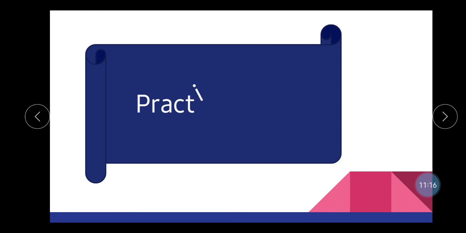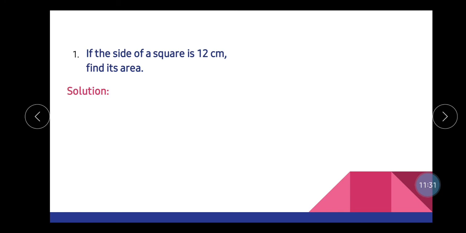Let us solve practice set 45. Question 1. If the side of a square is 12 centimeter, find its area. A very simple question. We will write the formula. Area of square is equal to side square. Substituting the value, we get 12 square. 12 into 12, we get 144 square centimeter. So the area of the square is 144 square centimeter.